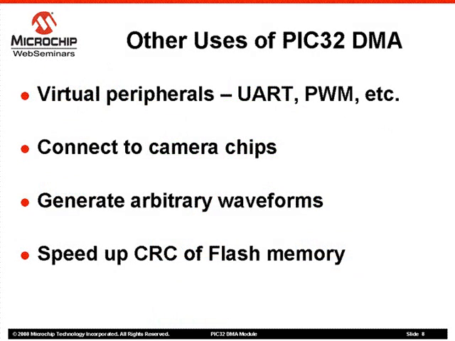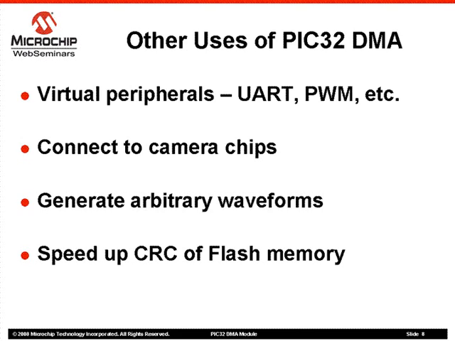Because of the fast I/O capability of PIC32 and CRC engine, the PIC32 DMA can be used for various other purposes than just the data movement within the MCU. Here are some ideas. You may use 2 DMA channels and a pair of GPIO pins to create a full duplex virtual UART. With additional logic and GPIO pins, you may even create more UARTs without consuming any more DMA channels. The DMA module can also be useful in interfacing with camera chips.